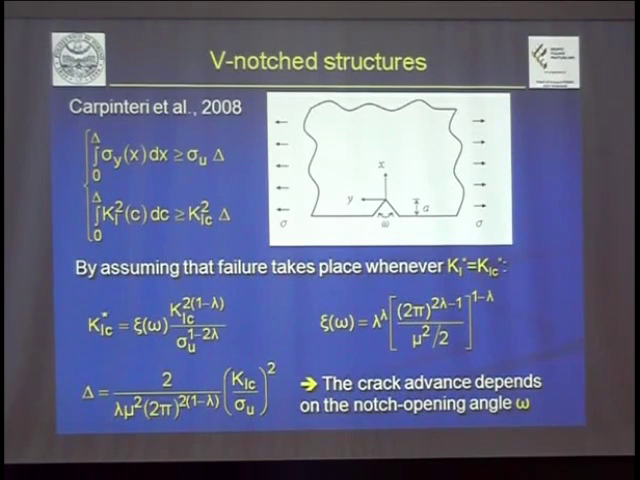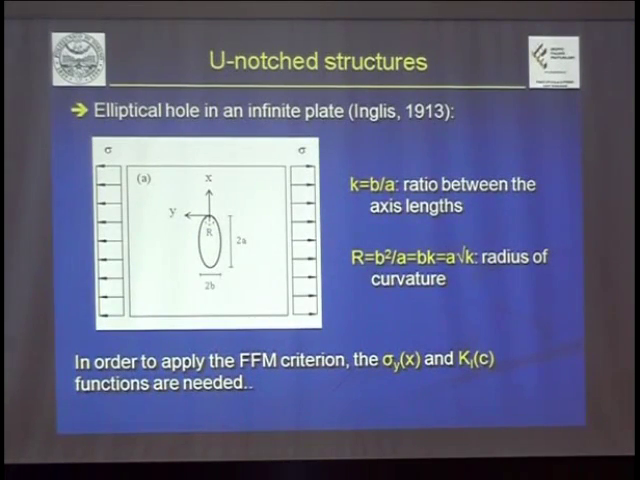Now the question is, what happens in the case of U-notch structures? We can start by considering an elliptical hole in an infinite plate under remote tension. We denote the lengths of the two axes by 2a and 2b. We denote with k the ratio between the axis lengths, and with R the radius of curvature. In order to apply finite fracture mechanics, we need two functions: the stress field ahead of the notch tip and the stress intensity factor related to a short crack of length t stemming from the notch tip.